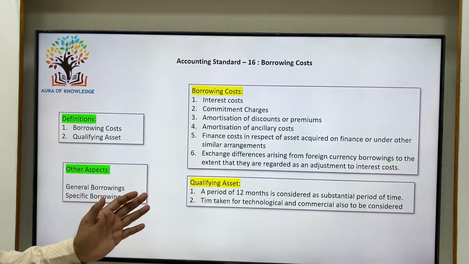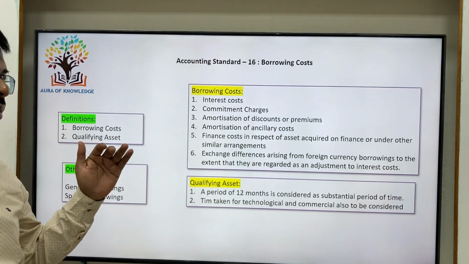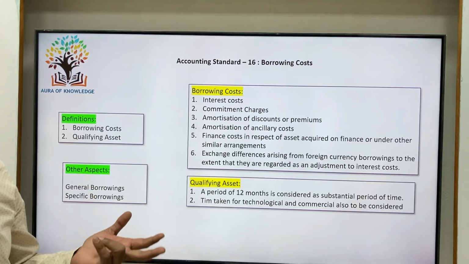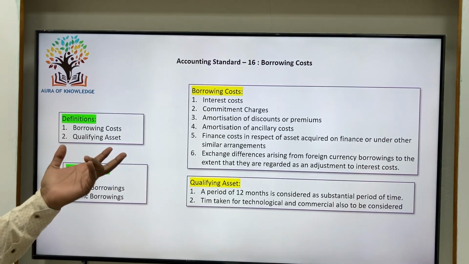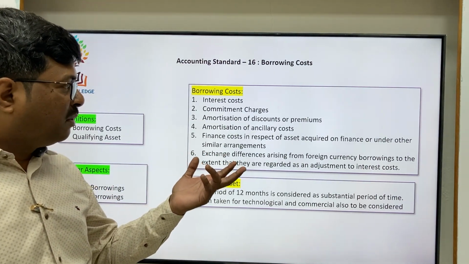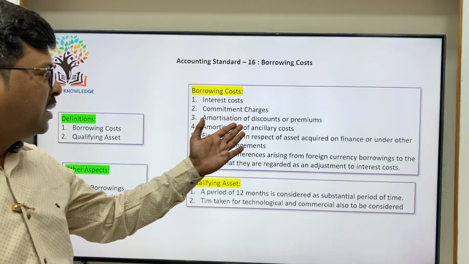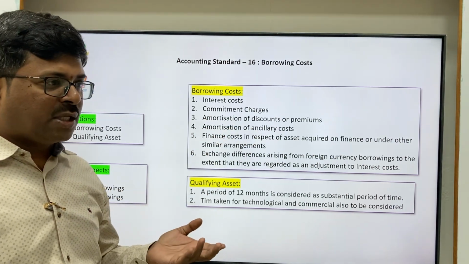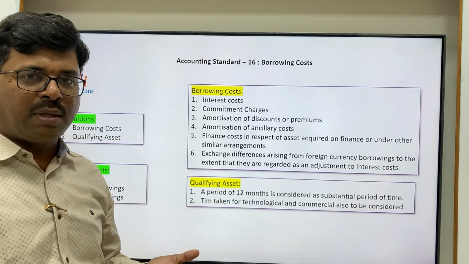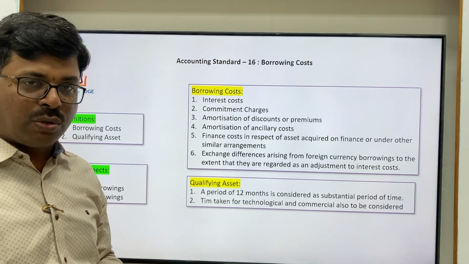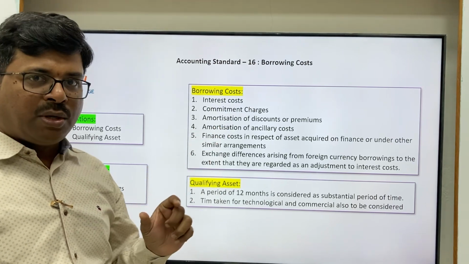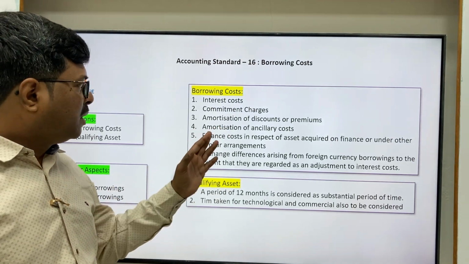The explanation says what constitutes borrowing costs. One is interest costs, commitment charges, maybe processing charges, amortization of discounts or premiums for borrowing of funds. This particular case comes with respect to, for example, bonds. Sometimes bonds are issued at premium, sometimes bonds are issued at discount. Then even those costs have to be amortized over the period of time.